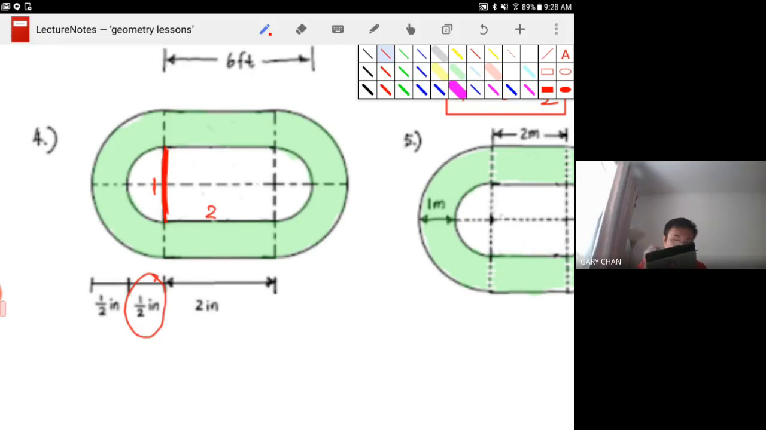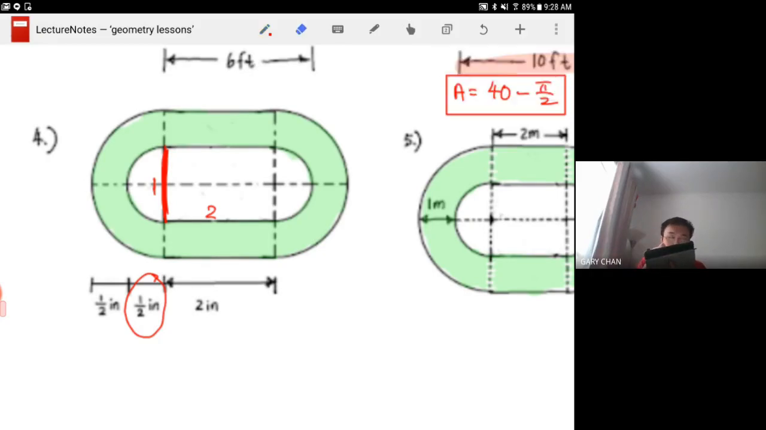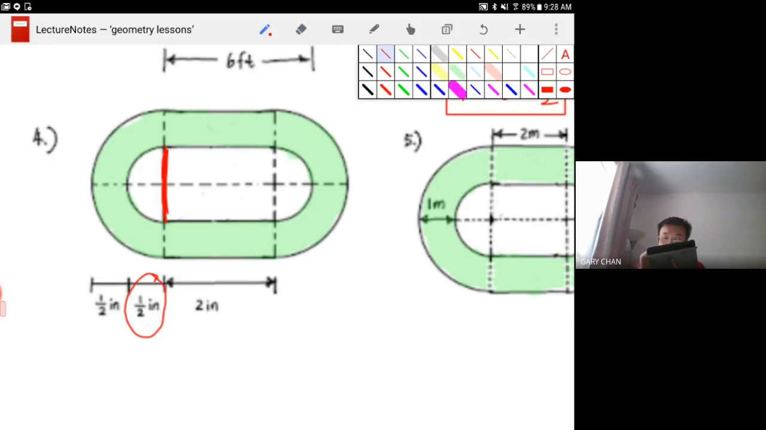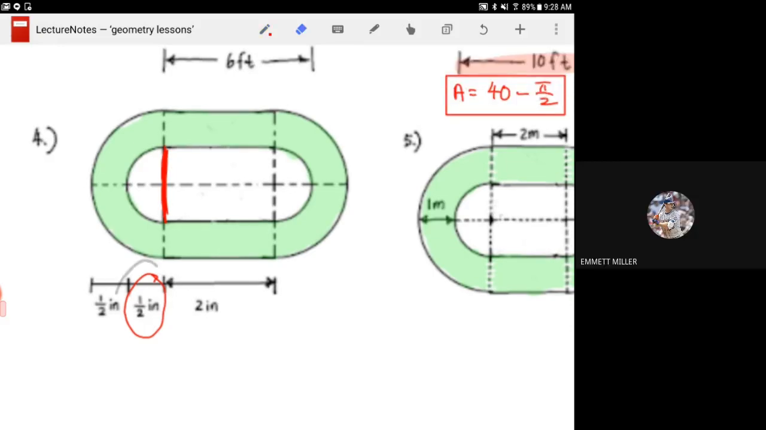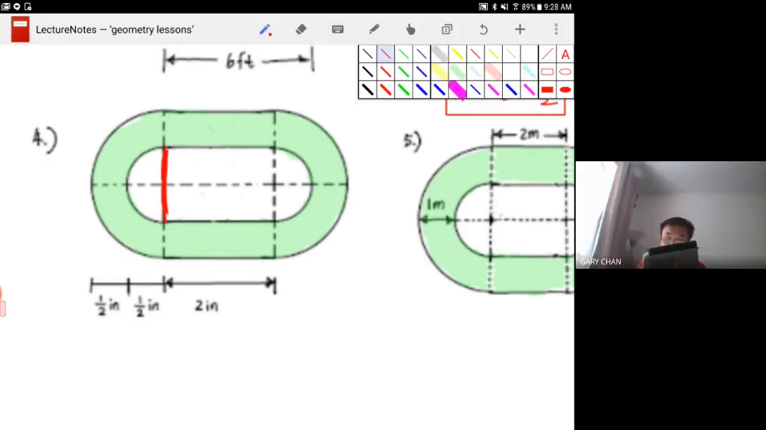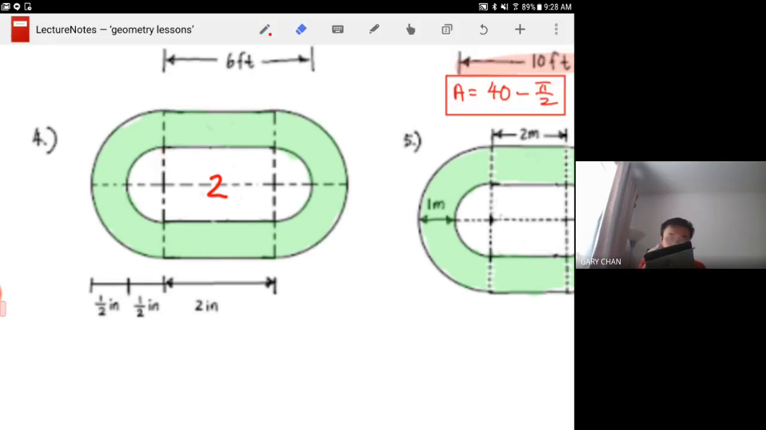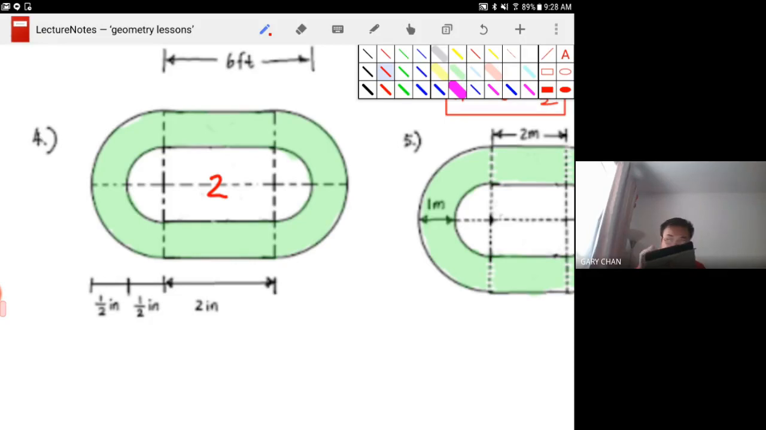Very good. All right. So with that said, what's the area of the rectangle on the inside? 2. It has to be 2. Okay. So this guy in here is 2. What can we do to find the area of, let's say, the small semicircle here now?